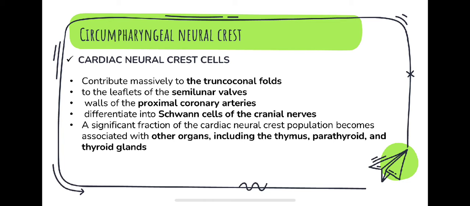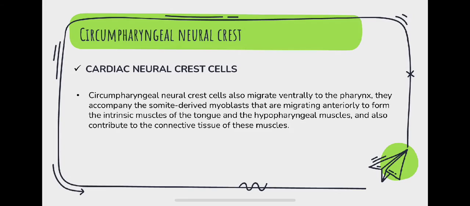This syndrome is characterized by hypoplasia and reduced function of the thymus, thyroid, and the parathyroid glands, as well as cardiovascular defects such as persistent truncus arteriosus and abnormalities of the aortic arches. Also, circumpharyngeal neural crest cells migrate ventrally to the pharynx, and they contribute to the connective tissues of these muscles, such as the muscles of the tongue.